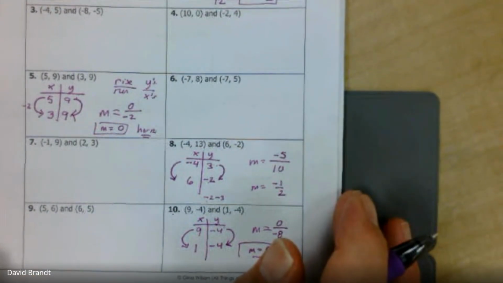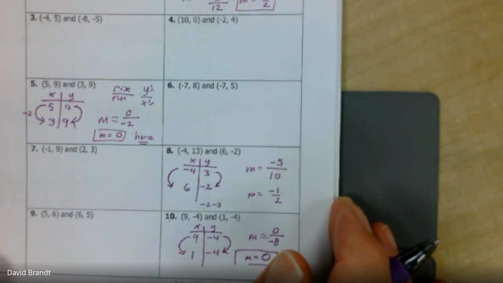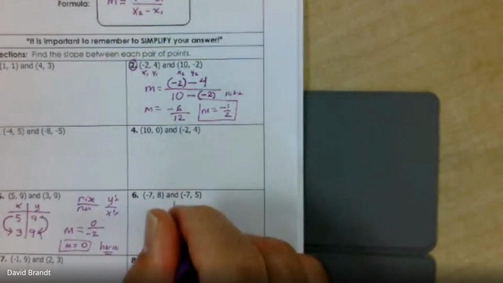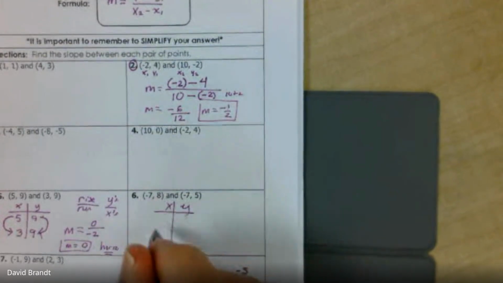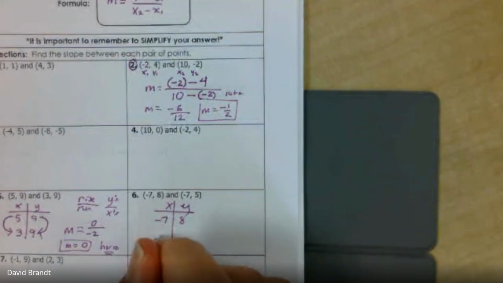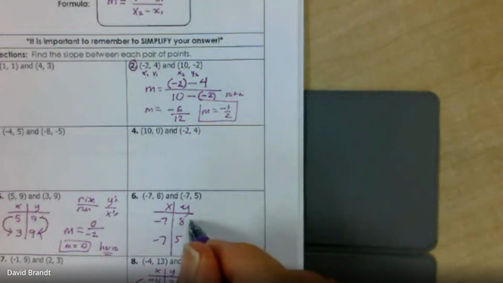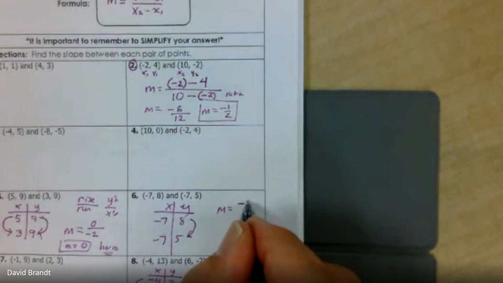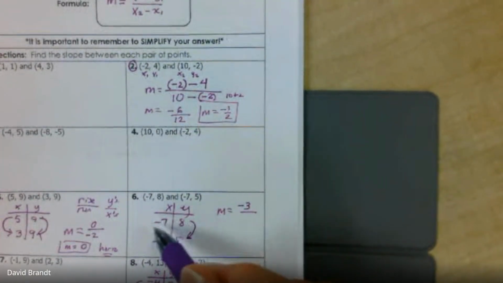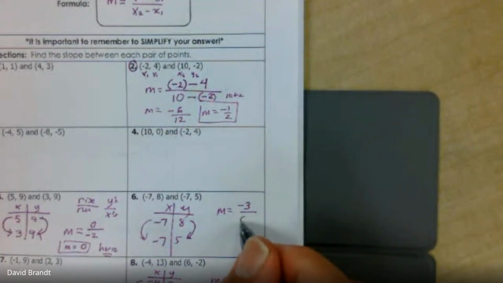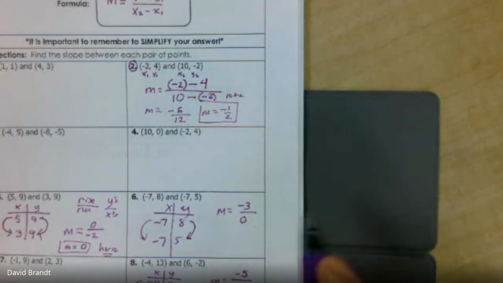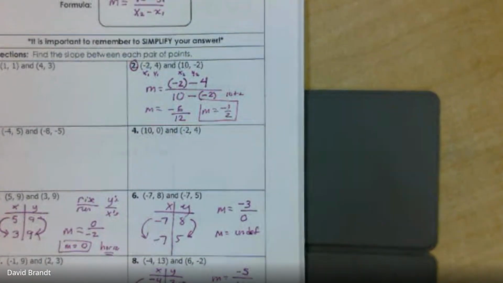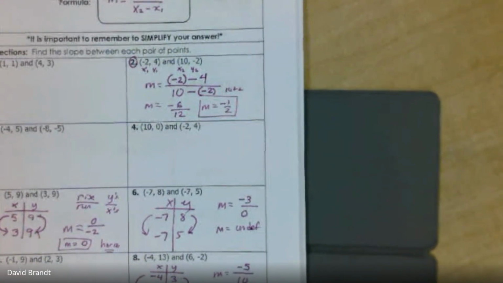Let's just do one more. Let's go back and do number 6. All right, so XY. Let's put the first point here, put the second point here. How do you get from 8 to 5? That's my rise. Well, that's negative 3. How do you get from negative 7 to negative 7? You don't go over any. 0 on the bottom, though. Anytime you have 0 on the bottom, that is undefined. All right, so that's slope using the formula and slope using the table.